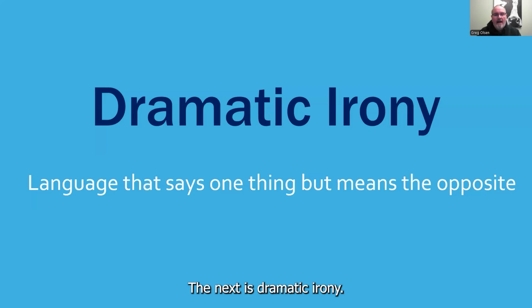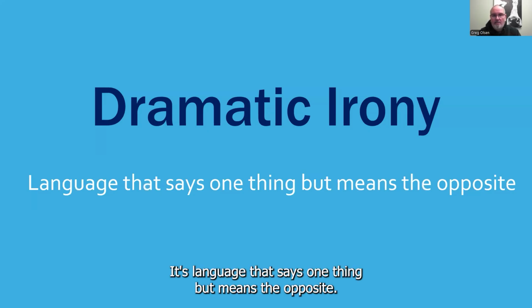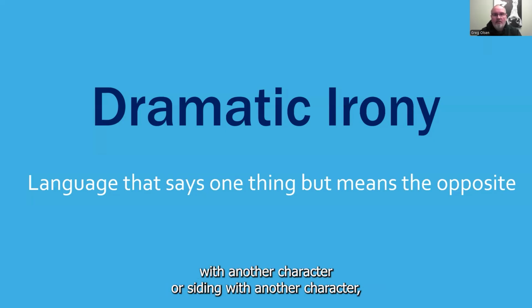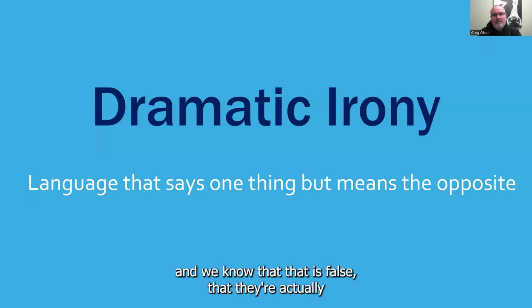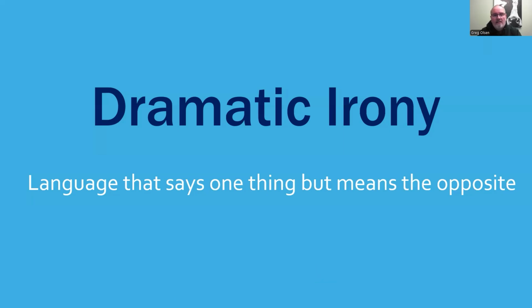The next is dramatic irony. Irony is a concept that in literature is a bit different than what students would commonly think of irony. It's more like sarcasm. It's language that says one thing but means the opposite. We can see that in stories in which maybe a character is agreeable with another character or siding with another character, and we know that that is false, that they're actually meaning the opposite or they are going to do the opposite. So this creates that dramatic irony.